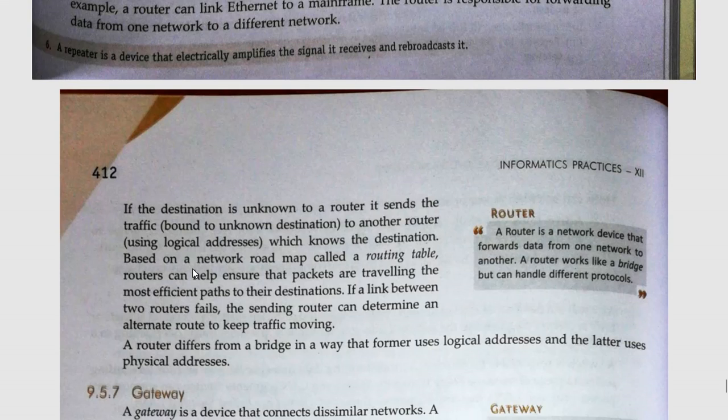So if the particular router is not able to understand which address this data has to be transferred to, it will send that data to a second router, which knows the actual destination of that. So basically routers are having a roadmap, which is known as the routing table.